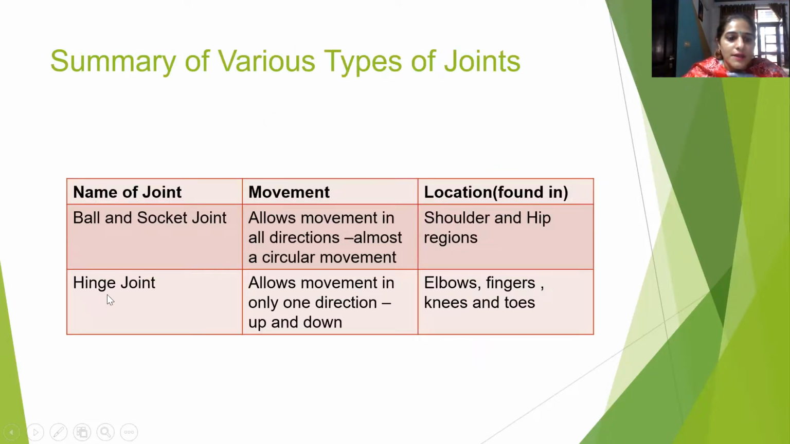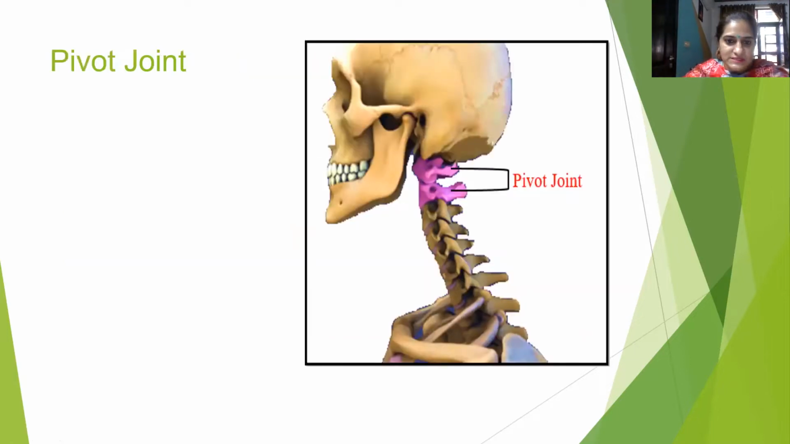Now, the hinge joint allows movement in only one direction, up and down. So you have seen that. Can we move our arm backwards? No. Why? Because the hinge only allows us to move up and down, only in one direction, not in two directions. It is the same in the case of fingers also, we can just move like this. Okay, and toes also. So a hinge joint is present here.